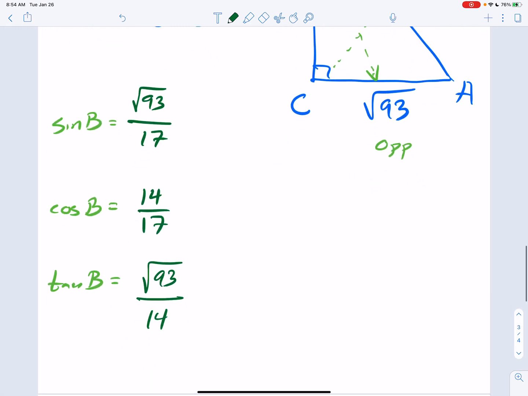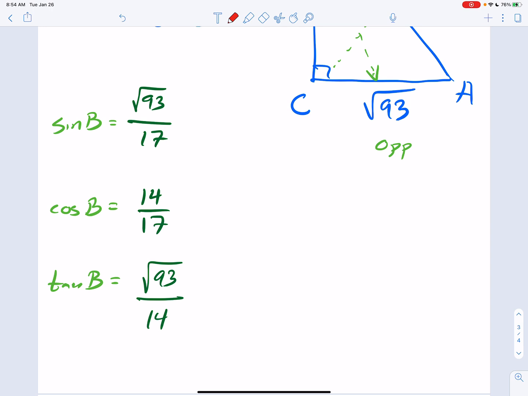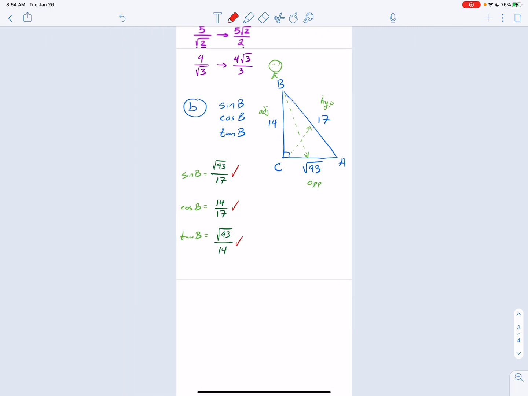Do we need to rationalize any of these denominators here? Notice how there are no square roots in the denominator here, so we're good. None here and none here. So we actually don't need to rationalize any of these three. Okay? And that's it.